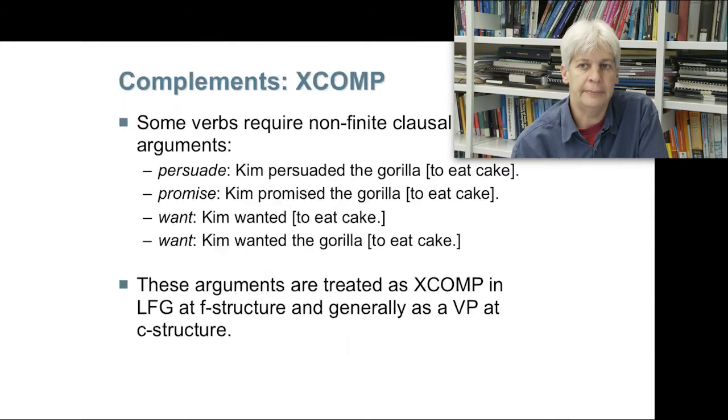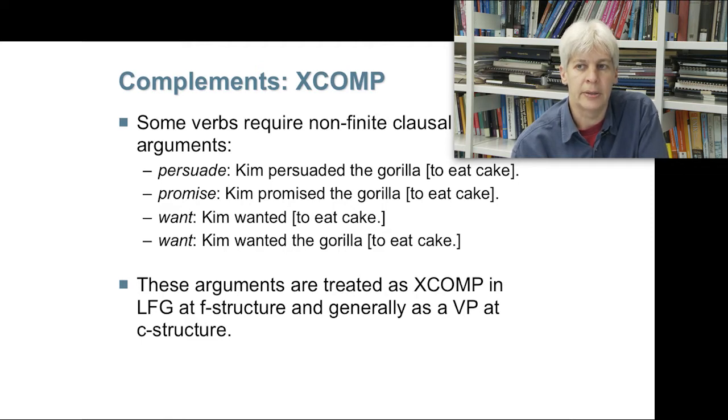Now let's move on to non-finite clausal arguments. These are called XCOMPs in LFG, and again, they're lexically selected for by certain verbs. These verbs tend to be called control verbs, and some very famous examples are persuade, promise, and want. The example here is: Kim persuaded the gorilla to eat cake. The verb persuaded takes a subject, Kim, an object, gorilla, and it also takes an XCOMP, which is to eat cake.